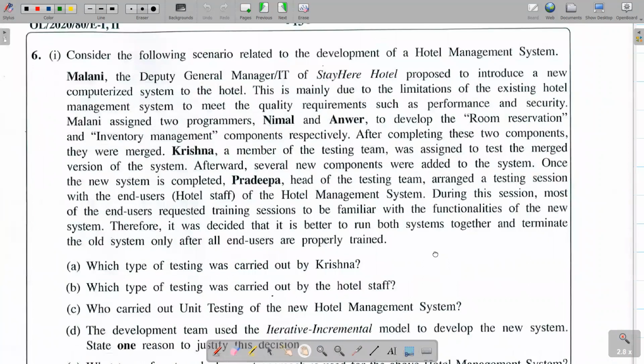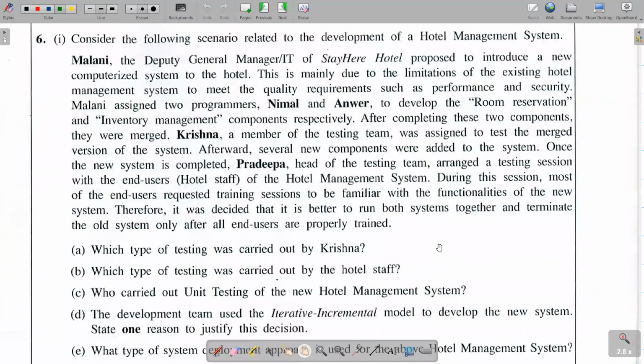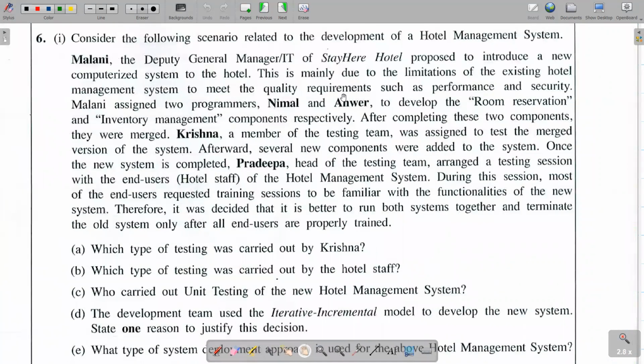Right. Now, in question number 6, they are saying, consider the following scenario related to the development of a hotel management system. Yeah, people, give me a second.